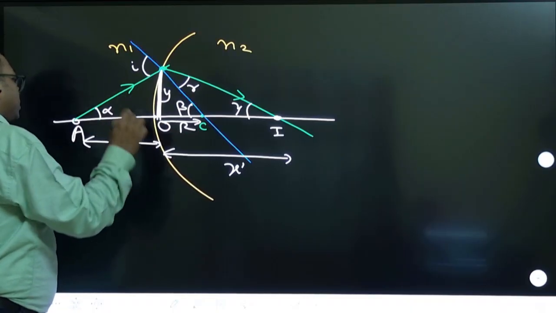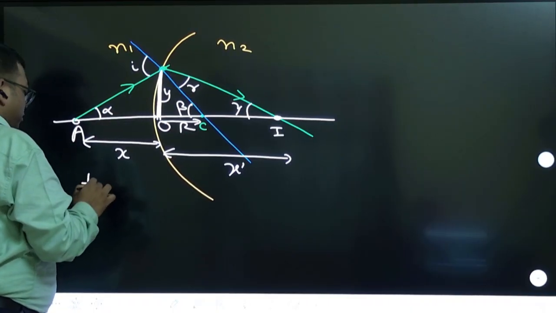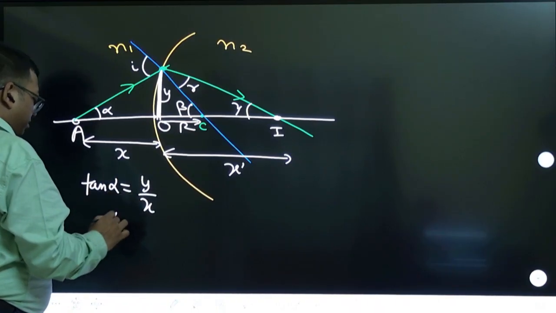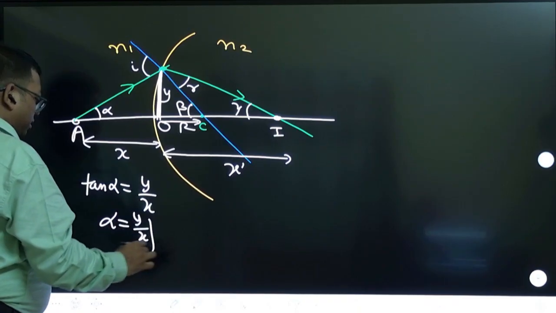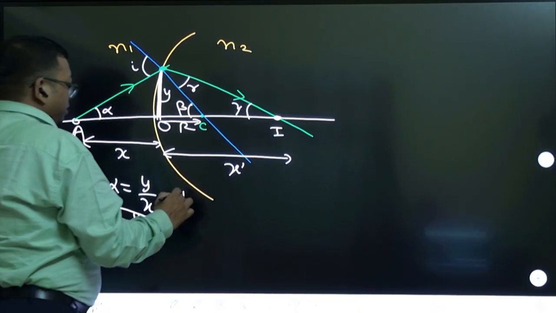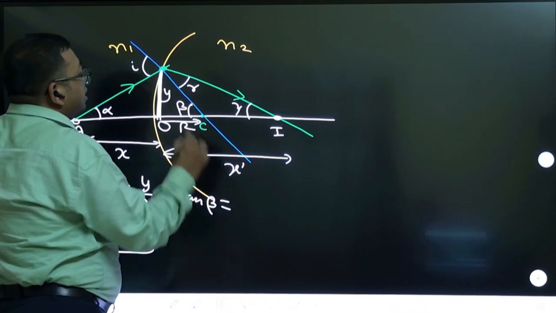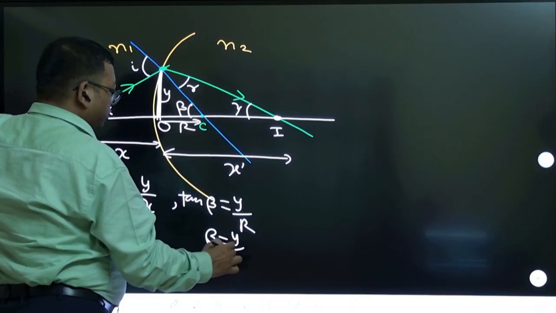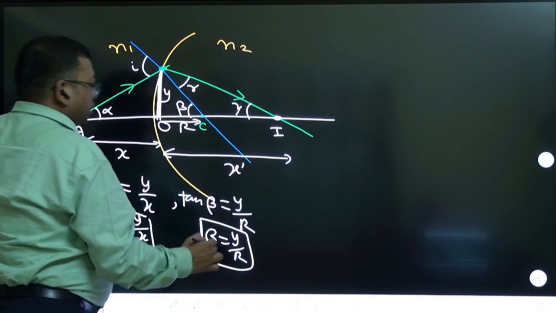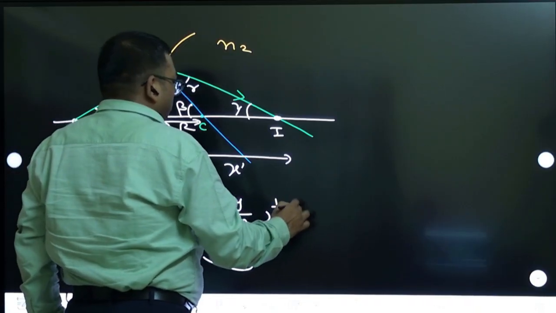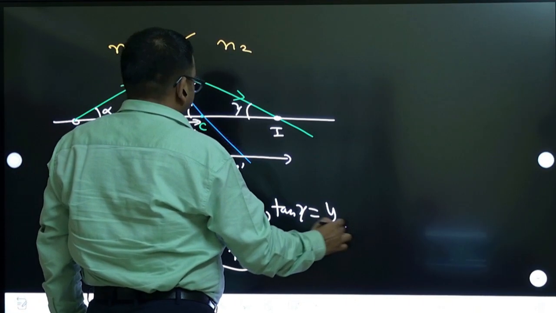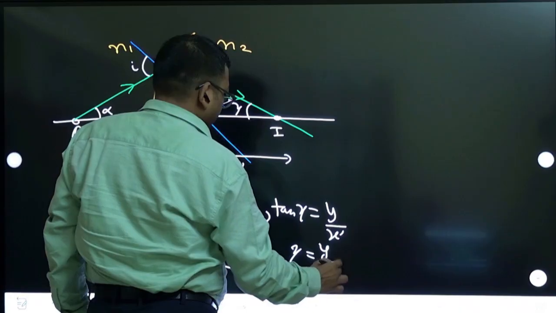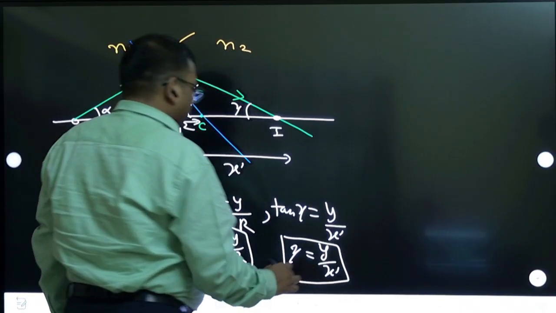Now let us calculate tan alpha. Tan alpha I will write as y by x, so alpha is equal to y by x. Then tan beta I will get as y by r, so beta is equal to y by r. Similarly tan gamma I will write as y by x dash, so gamma is equal to y by x dash.